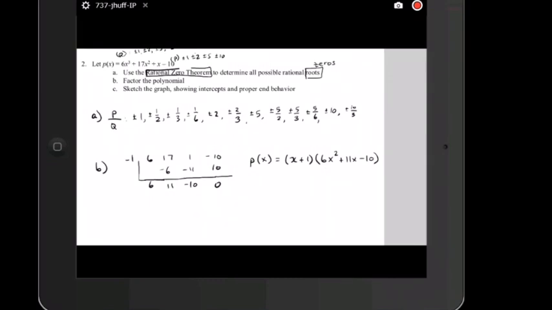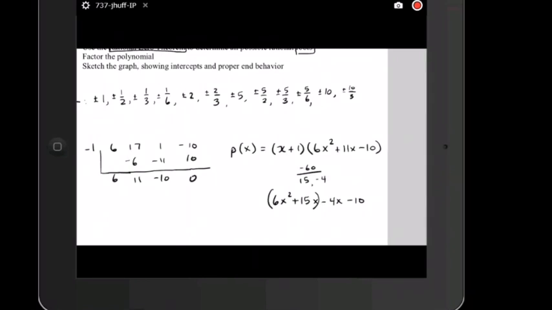Now, the factor by grouping method, 6 times negative 10, that's negative 60. So we need factors of negative 60 that would add to 11. And if we did 15 and negative 4, then what we do is we split up that 11x into 15x and negative 4x, so it would be 6x squared plus 15x minus 4x minus 10.